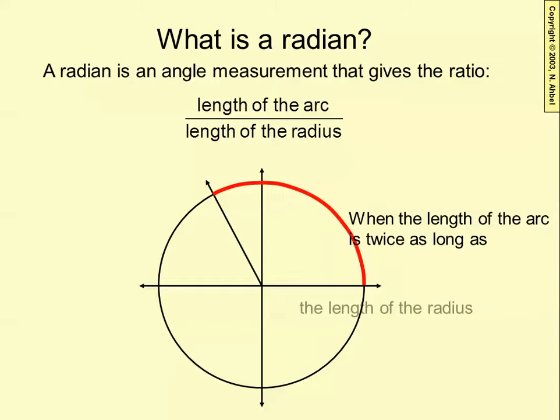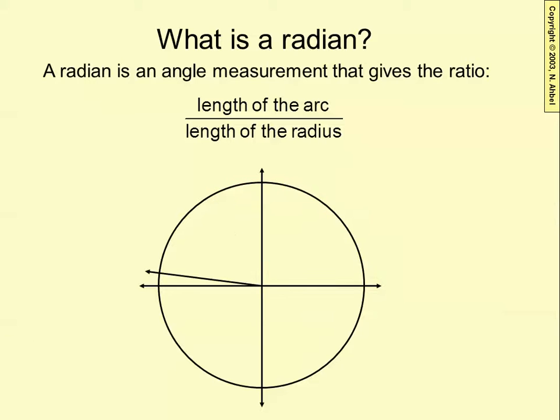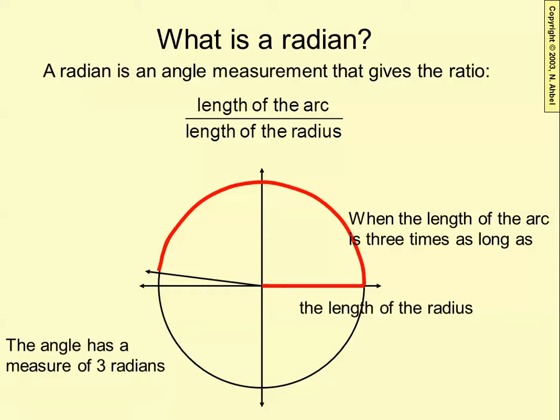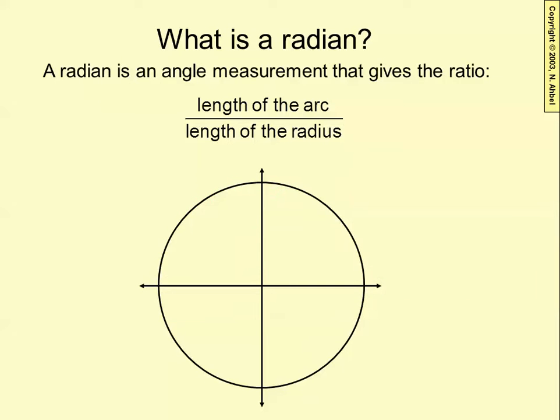Or, when the length of the arc is twice as long as the length of the radius, the angle has a measure of 2 radians. And theta is equal to 2 radians. When the length of the arc is 3 times as long as the length of the radius, then theta is 3 radians. But here's the payoff.